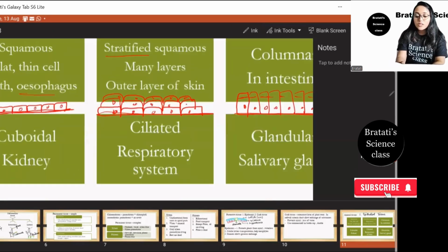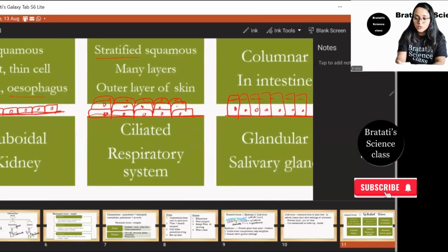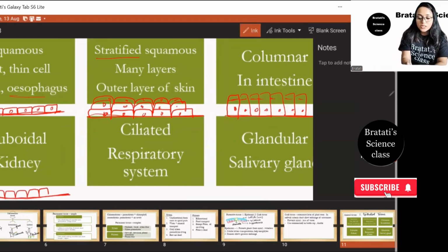Now we are moving to the cuboidal epithelial tissue. The cuboidal epithelial tissues are present in the kidney. And how do they look? On the baseline, they look cuboidal in shape. These are the cuboidal shapes. Inside, obviously, don't forget to put the nucleus. This is the cuboidal and this is the squamous. So they look like cubes and they are square shaped.